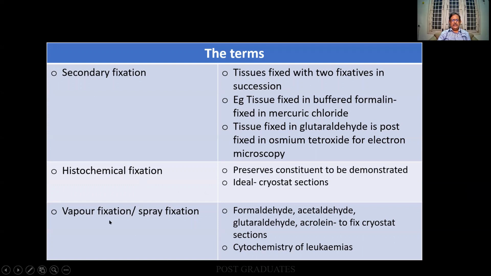Vapor fixation. This can be done for slides, particularly a leukemia slide. Formalin vapor is done for fixation and then doing a cytochemistry on the leukemias.